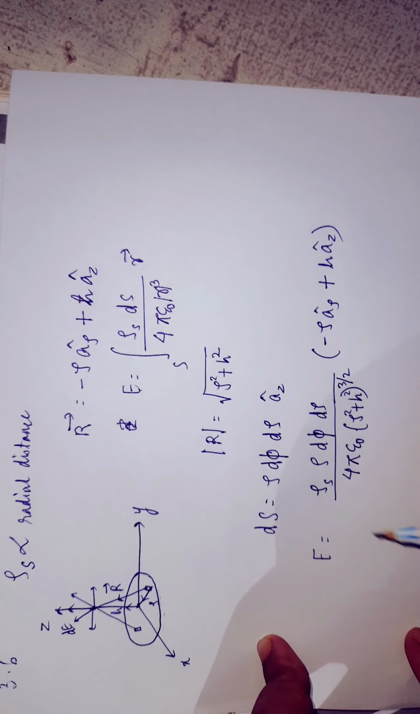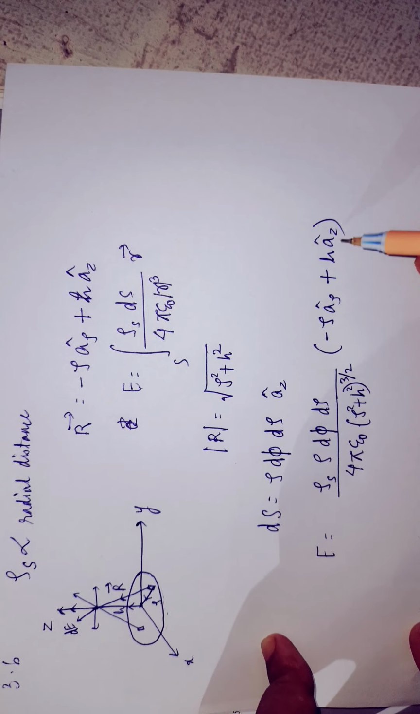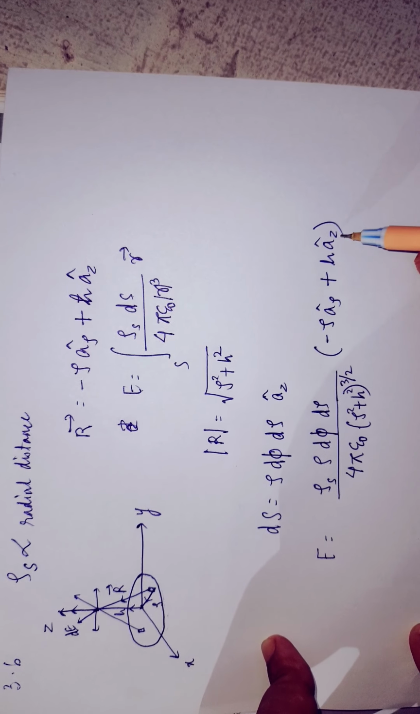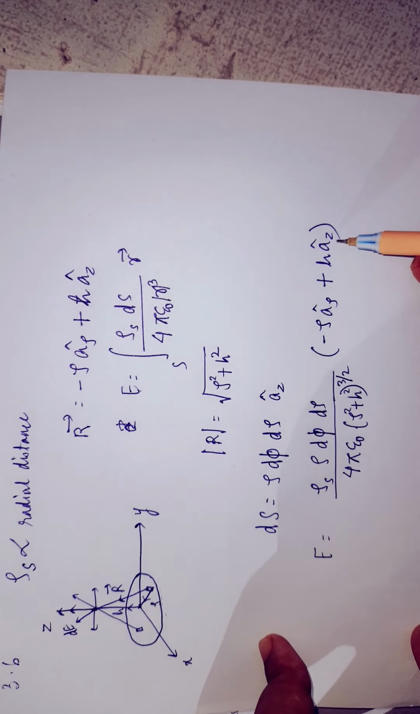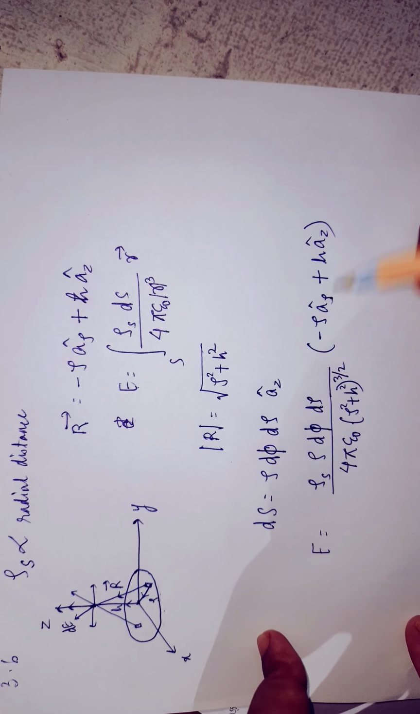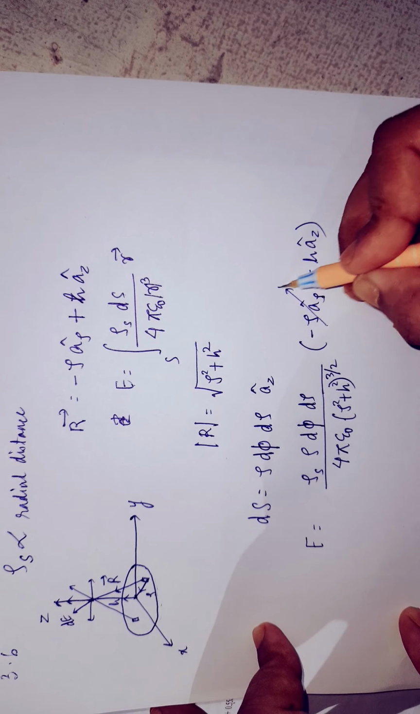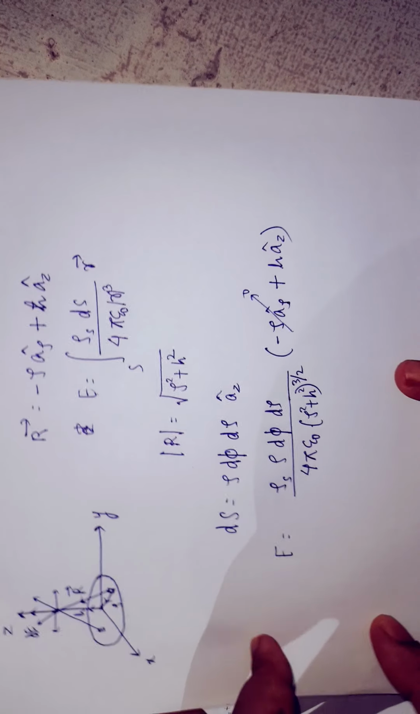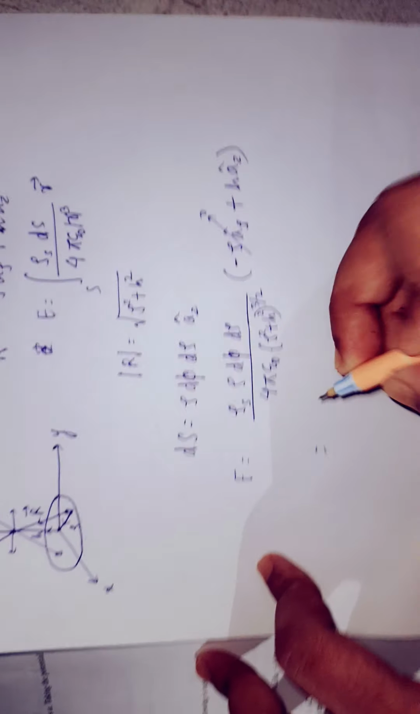Okay, as I told you earlier, my electric field will only be in the az direction, that is normal to the disc. So there will be no component of electric field in any other direction. So I can easily make this 0. Okay, then next, moving on.